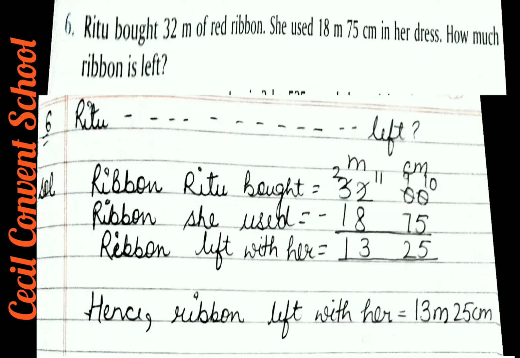Clear? Now we do the sixth question. In this, there is a given Ritu. Ritu is a girl who bought 32 meter of red ribbon. Clear? So the meter word is there. So whenever there is a meter word, you can start the statement from length of a ribbon. Ritu bought. But if I add these keywords, then my statement will be big. If you want to write that one, it's up to you. It's also correct. So you write ribbon.